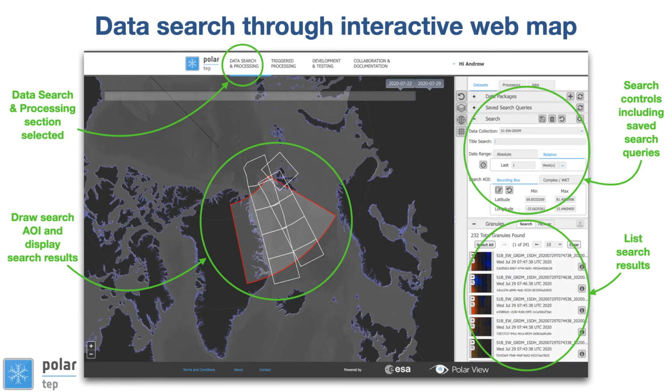So what does Polar TEP look like? Well, there's an online data access section which allows users to search a range of data sets using established tools such as an interactive map, drawing your area of interest, setting a time range, and saving your search results, or even saving the parameters of that search for use at a later point.